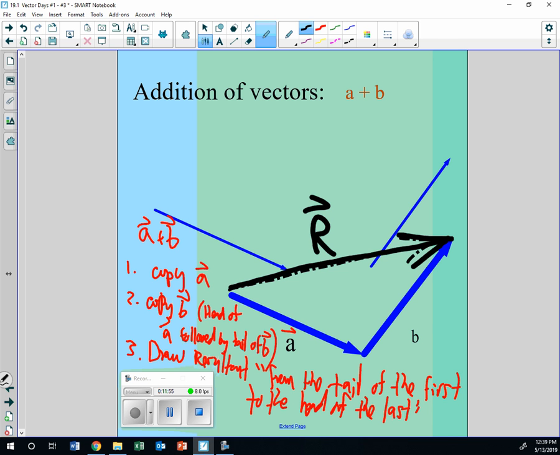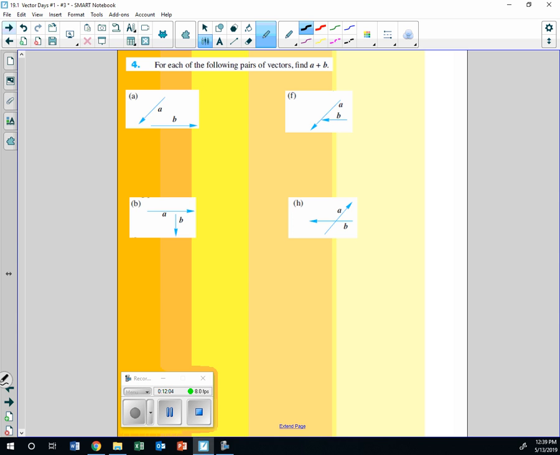You're adding these head to tail, so you're kind of doing, I'm running here and then I'm running there. Start to end is where that resultant is. Okay? So we're going to do a couple of these. I'm going to add A plus B. I'm going to take A, I copy A, and then I'm going to add B.